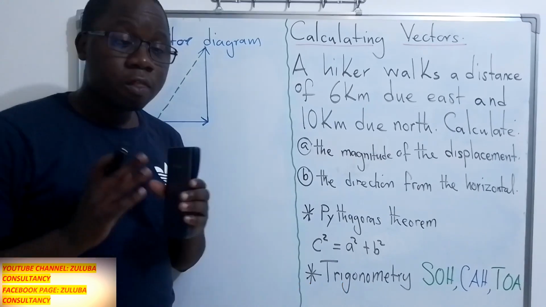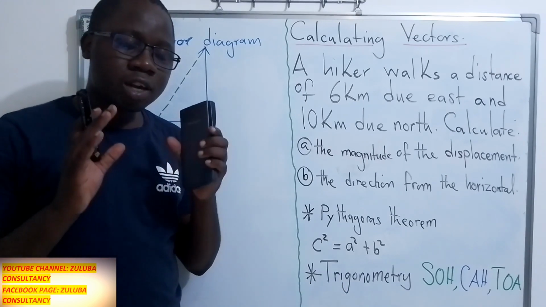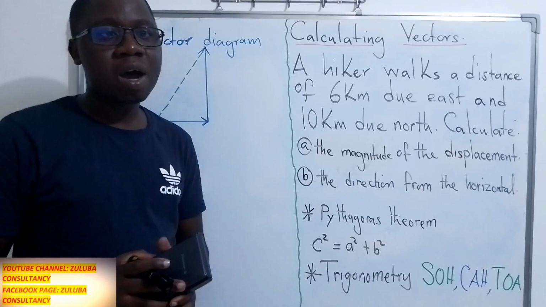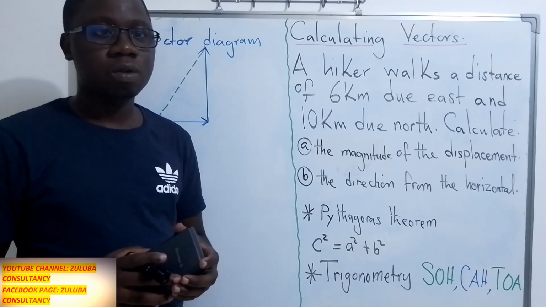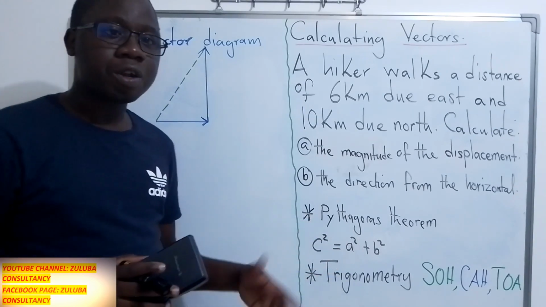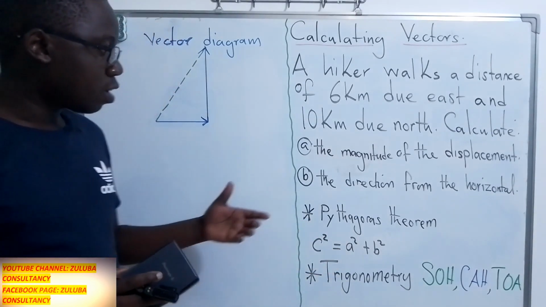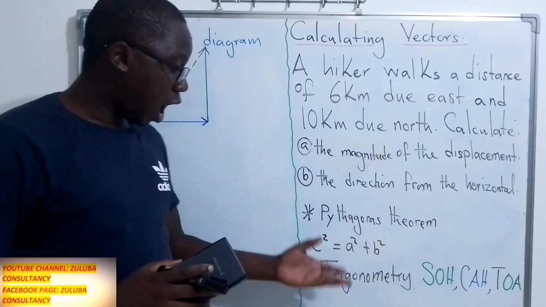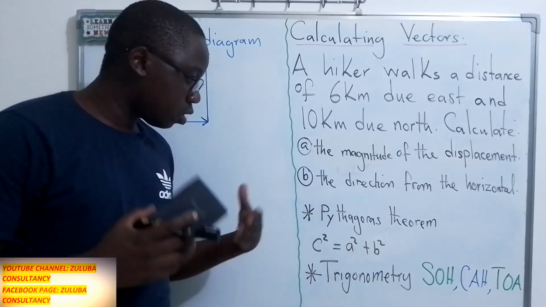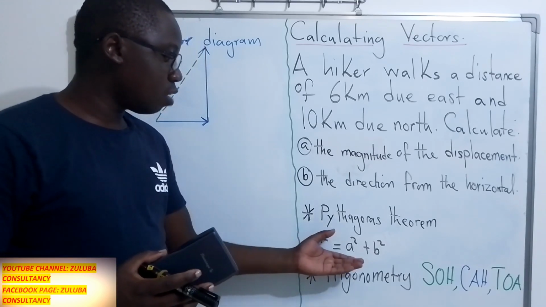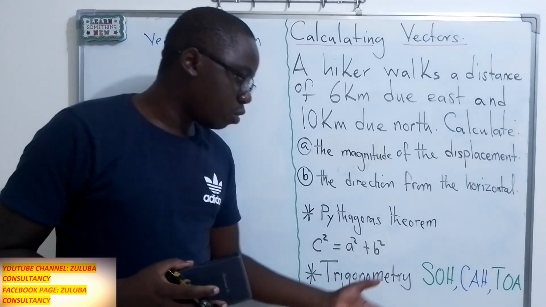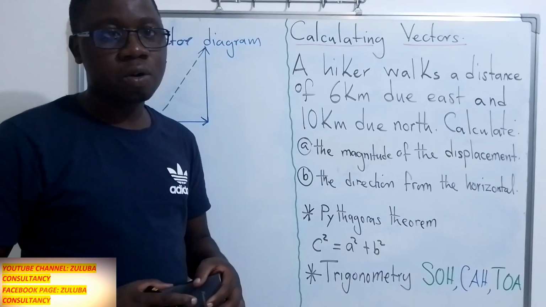This question is a typical question that needs you and I to remember our mathematics concepts. This question demands us to remember two theories or two concepts: the Pythagoras Theorem and trigonometry. The first one, the Pythagoras Theorem, tells us that c squared is equal to a squared plus b squared. Then in trigonometry, we are going to use SOHCAHTOA.